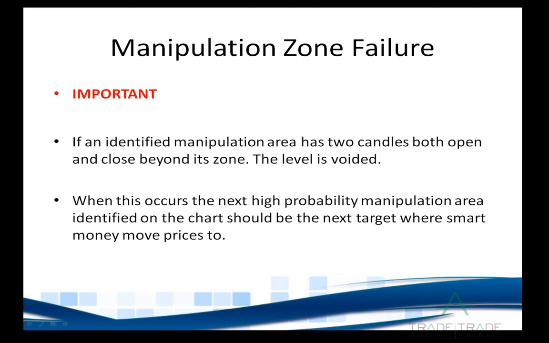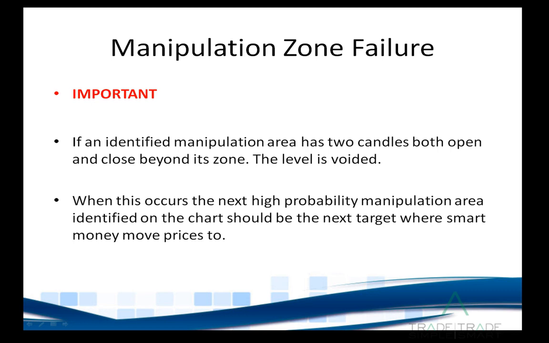Now, this is very important because on a day-to-day basis, you're generally going to have around 2 to 3 potential manipulation areas that you will identify. Now, an important note is if an identified manipulation area has 2 candles both open and closed beyond its zone, the level will be voided. Okay, so you've identified a manipulation area and you have 2 candles that both open and close beyond its zone. This will void the area as a potential manipulation zone.